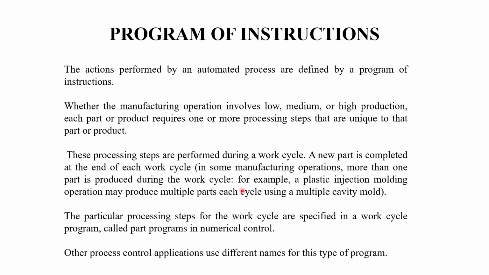Similarly, the particular processing steps for a work cycle are specified in a work cycle program, which is called a program in numerical control. You know very well NC, that is CNC machine, where you use a computer to execute the numerical control. So you perform the particular processing steps for a work cycle in a specified work cycle program. That is called NC. Other process control applications use different names for the type of programs. This is the second step of automation.